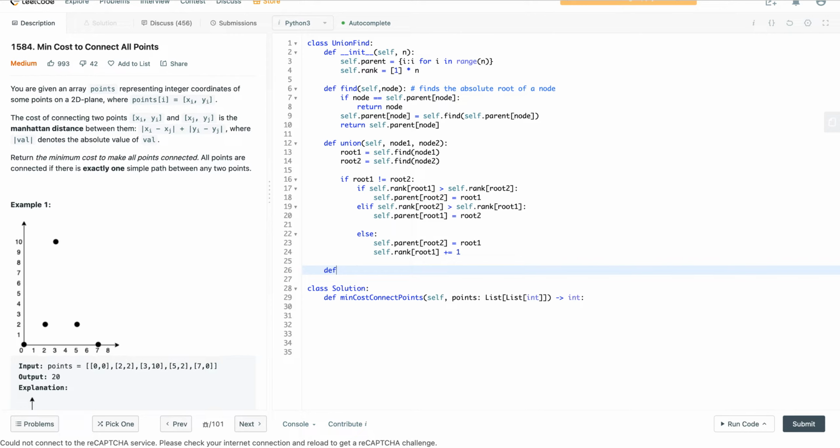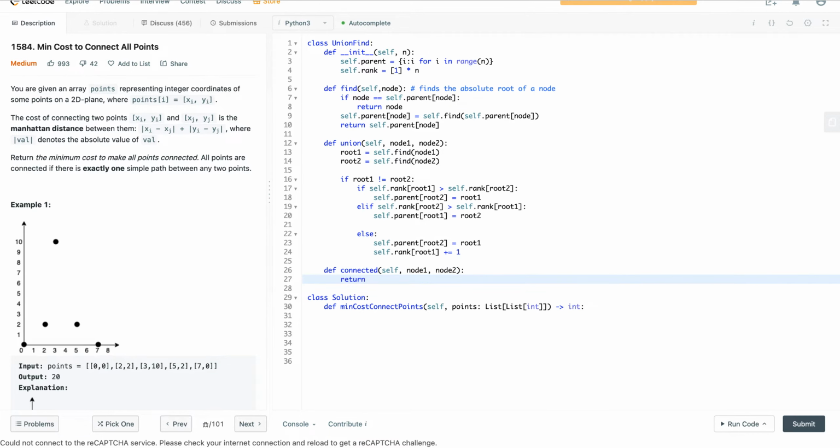Then lastly, we can write a connected function to see if two nodes, node1 and node2, are connected. And if they are, we can return self.find(node1) == self.find(node2). So we'll return true if these two roots are equal and false otherwise.